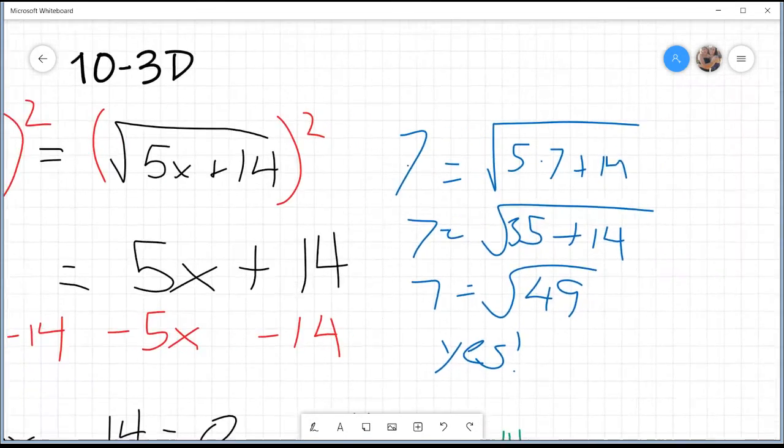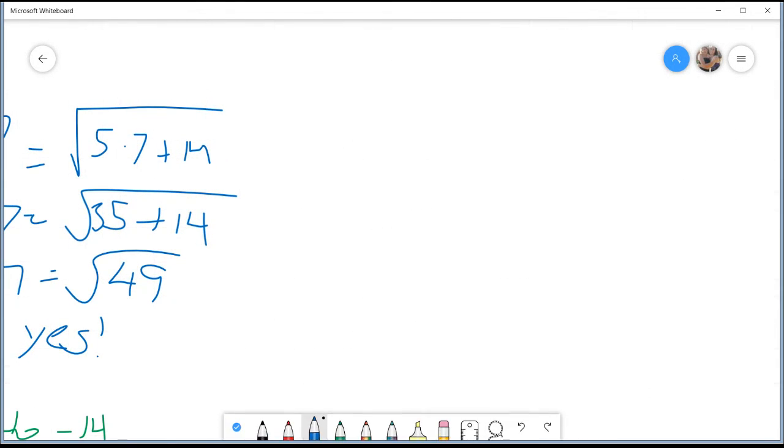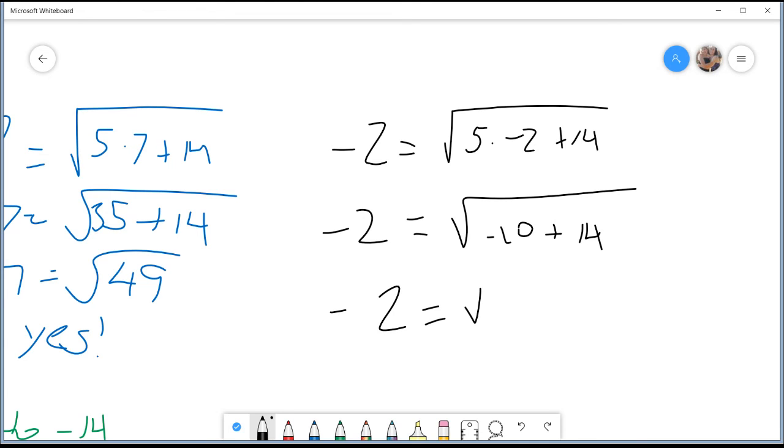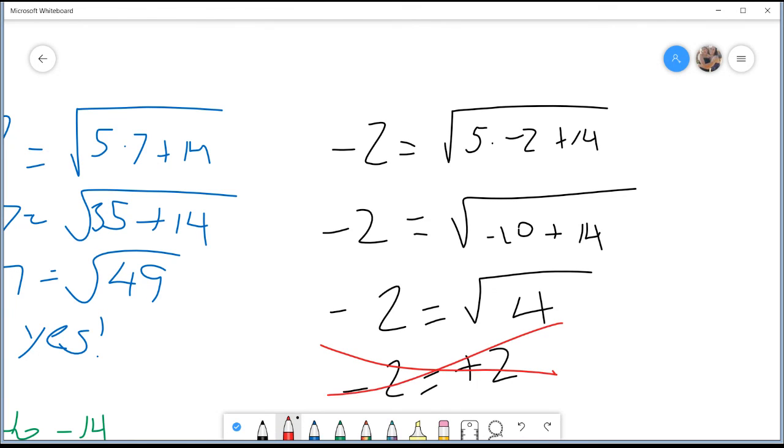Now we're going to try it for negative 2. Let's see. Negative 2 equals the square root of 5 times negative 2 plus 14. I think you can see where we're going with this. Negative 10 plus 14. Negative 2 equals the square root of 4. Negative 2 equals positive 2. That is not correct. That is wrong.